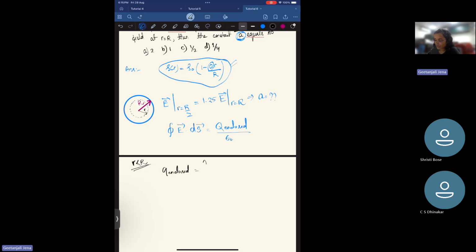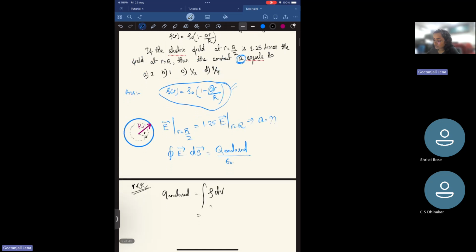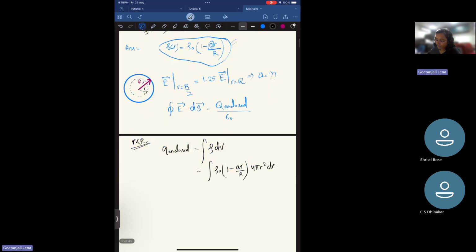It is given it's a volume charge density. So rho dV. Whenever we have theta and phi in the integration, you can see rho is not a function of theta and phi. That means you can write dV as 4 pi r square dr from 0 to r. So finding the integration is quite easy. It's in the linear form.